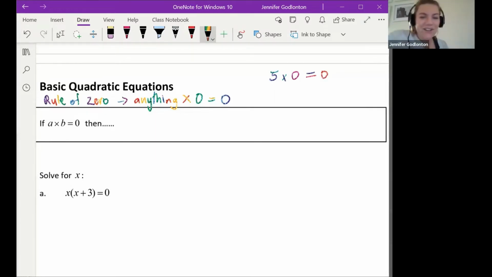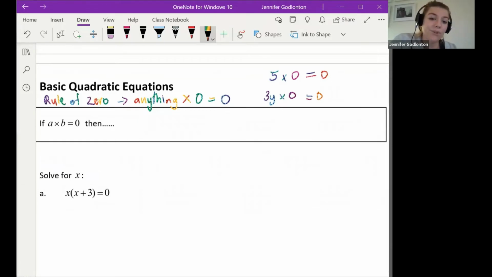I know everyone's looking for this trap. I know there's a trap here. I promise there's no trap. This is just basic. 5 times 0 is 0. If I had 3y times 0, what is that going to equal? 0. Exactly. Anything times 0 is 0.